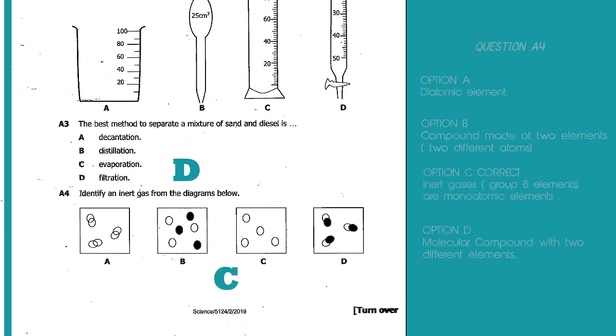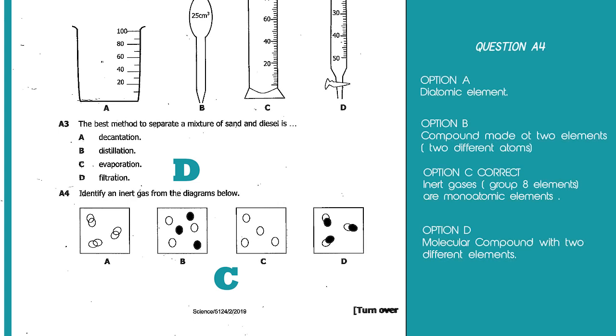Because inert gases or noble gases, which are found in group 8, are monatomic elements. They are unreactive, they are stable. So they exist as monatomic elements. A is showing us a diatomic element, a molecule made of 2 atoms. So it's an element, but because it's diatomic, it cannot be a noble gas. B is showing us a compound made up of different atoms, 2 types of atoms. And D also is a molecular compound made up of 2 types of atoms, each forming a molecule.